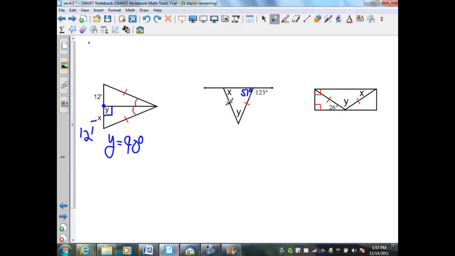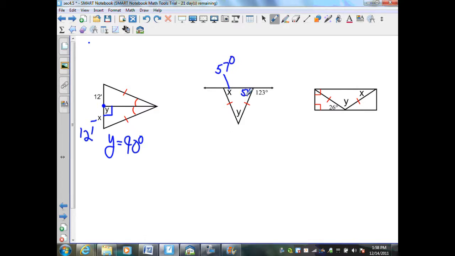I'm given that these two segments are congruent. They are the legs of this isosceles triangle. The isosceles triangle theorem states if two sides of a triangle are congruent, then the angles opposite them are congruent. Therefore, the value of x has to be 57 degrees.